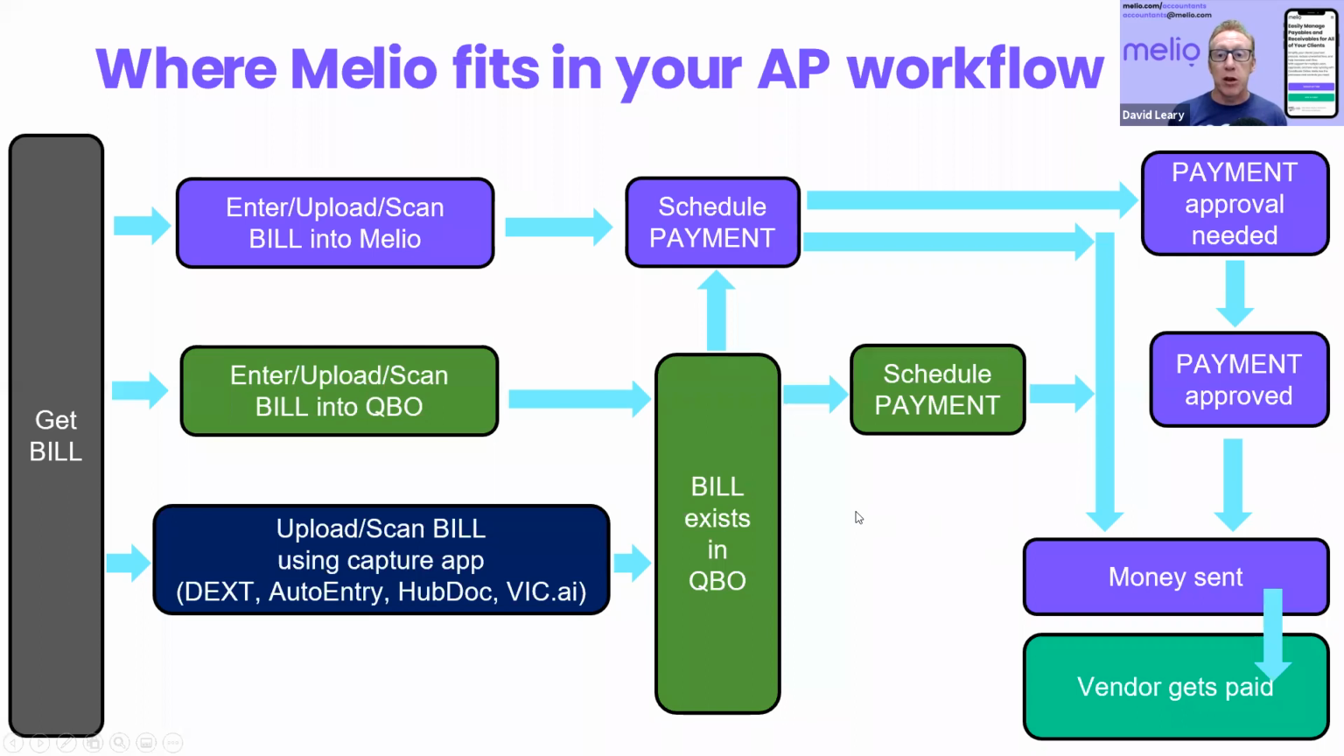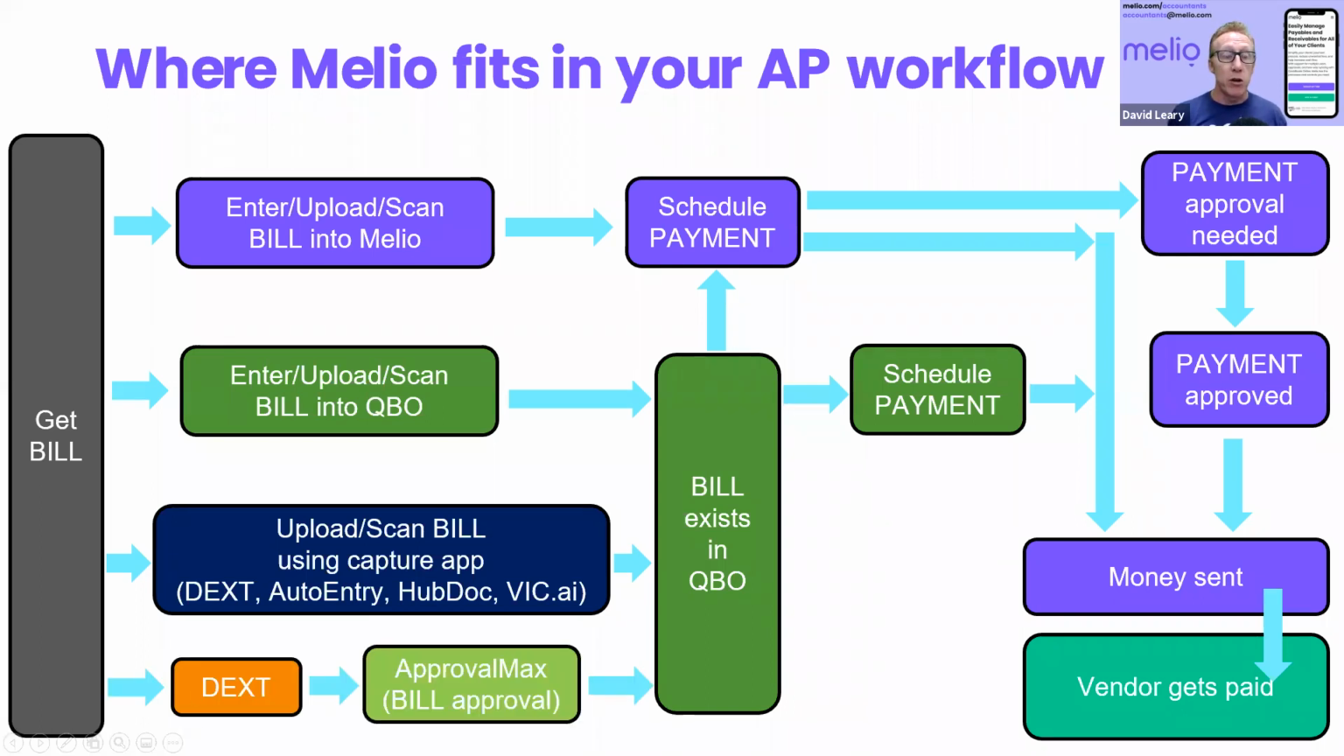Maybe it's really complicated where you need the bill approved first. So here you could use Dext. Dext will send the bill to Approval Max. You can do all kinds of crazy approvals in Approval Max, as far as like, if the bill is this much money, it needs to go to Department A and this manager. So you can do all those approvals for the bill. Then once the bill is approved, it'll send the bill to QuickBooks Online. And then from QuickBooks Online, Melio will see it. You can schedule the payment and have an approval on the payment. And then the money will send and the vendor gets paid. So it's a much bigger path and a complex path, but it's an option you have.